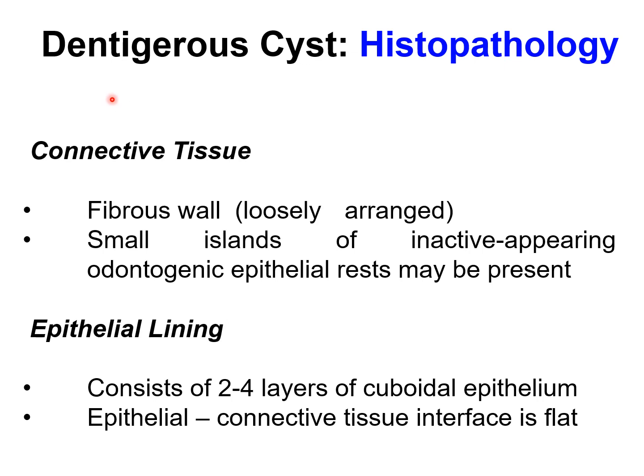Histopathologically, dentigerous cysts might be uninflamed or inflamed. So if you look at a non-infected, uninflamed dentigerous cyst microscopically, obviously you would have an epithelial lining and a connective tissue wall. When the cyst is uninflamed, you might see a loosely arranged fibrous connective tissue wall with small islands of inactive appearing odontogenic epithelial rests, and the epithelial lining itself consists of 2 to 4 layers of cuboidal epithelium, and the epithelial connective tissue interface is flat, as we shall see in the next slide.